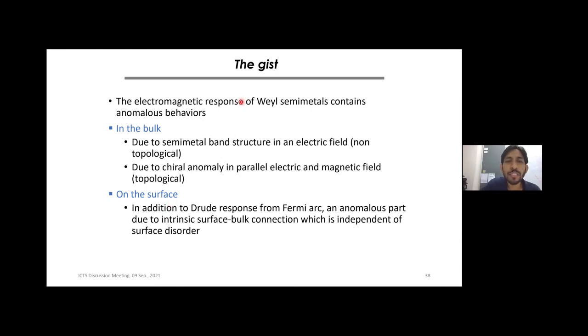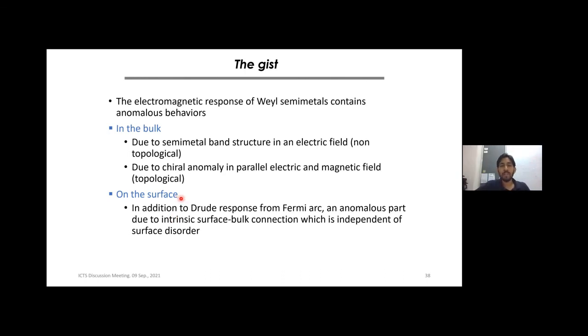So what I've shown you is that the electromagnetic response of Weyl semimetals has numerous anomalous behaviors. In the bulk, there are two origins. One is simply because of the interesting band structure, and this is largely non-topological. And one is because of the topology, which results in the chiral anomaly, and this is in the presence of both electric and magnetic field.